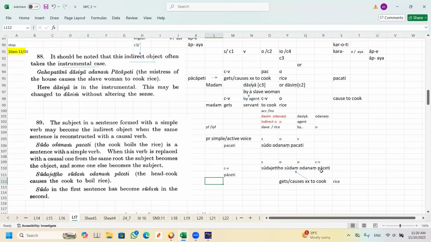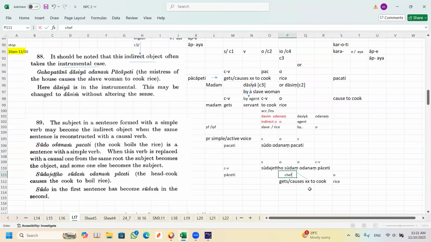Then this is to cook. The rice is the object. Then where's the agent? This is the agent. That means this is the chief cook. So this is the subject. Chief cook gets the cook. This is a cook, this is a person. This is the agent. Get the chef to cook rice.